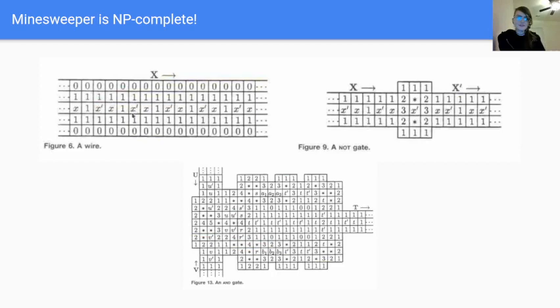And then across the 1, this one can't be a mine. This one is a mine. This one can't be a mine. This one's a mine. So it's kind of carrying the information about whether this original X was a mine or not. Just across. And the wire just goes this way and carries that information.